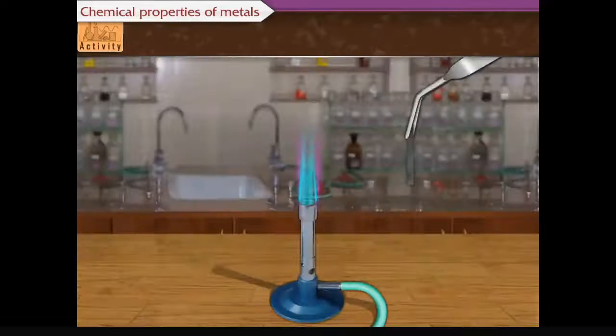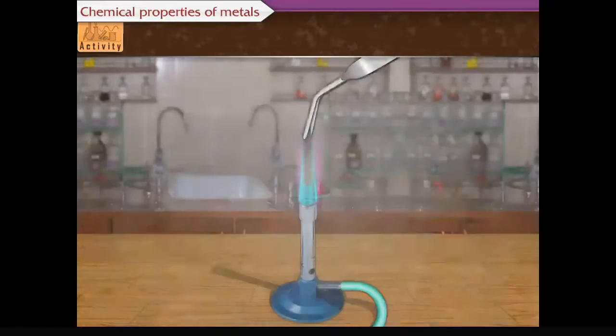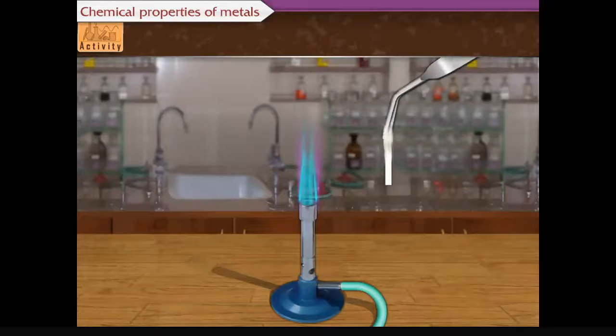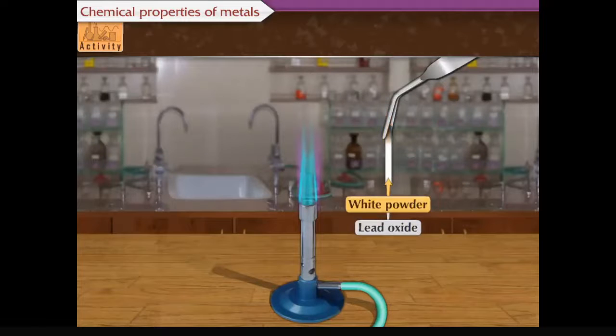Now heat a small piece of lead metal. When lead is heated strongly, it burns with a white flame and a white powder of lead oxide is produced.